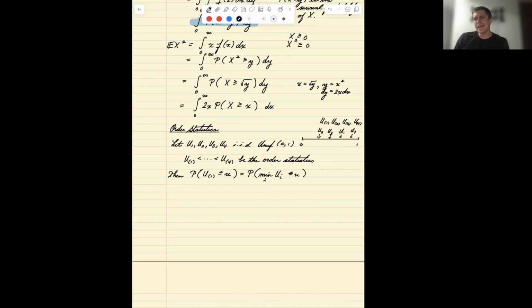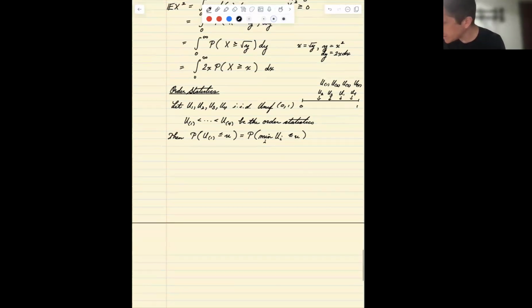What's the probability that the minimum is less than or equal to u? Well, what has to happen for that? It means that at least one of them has to be less than or equal to u. That's a union of events, and we could do it by inclusion-exclusion, but it would be pretty cumbersome. So instead, the minimum being less than or equal to u is the complement of the minimum being bigger than u.